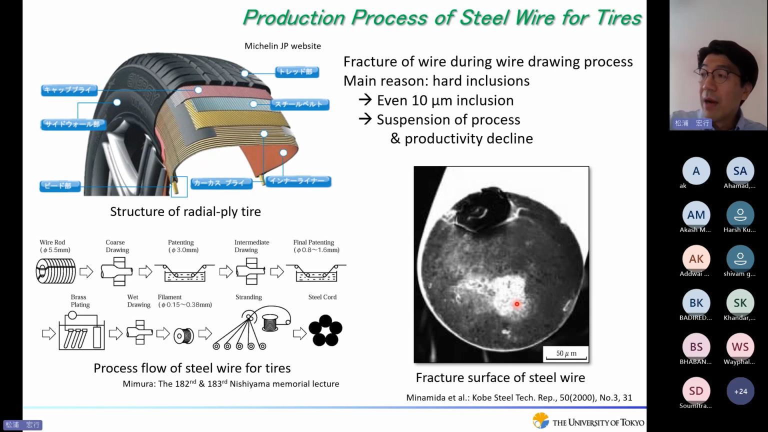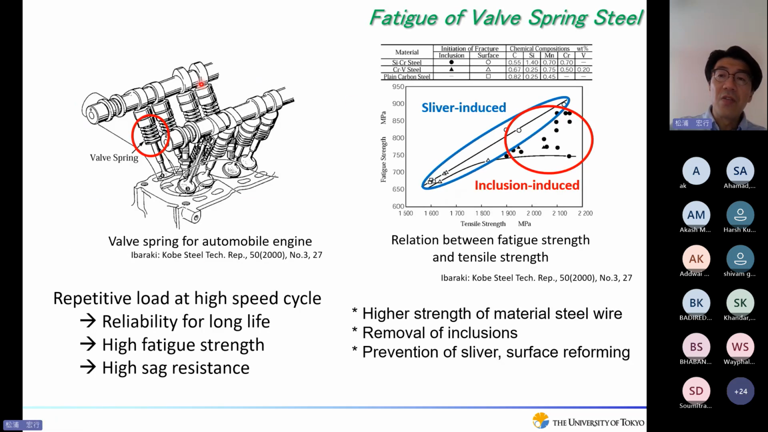So the avoidance of inclusions is quite important. This is another case for valve spring steel. So you can understand this valve for engine will experience repetitive load at high speed cycles. So if you have the inclusions again, the material life of this steel valve is reduced like this. So in order to keep the steel materials' life, we need to make clean steel.